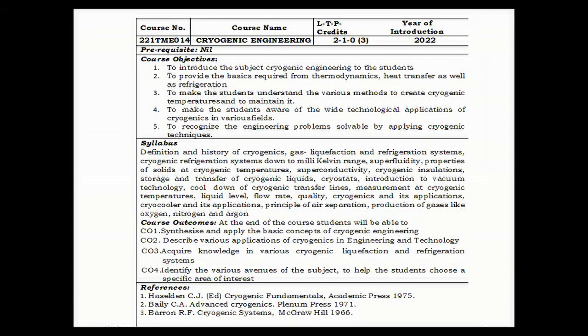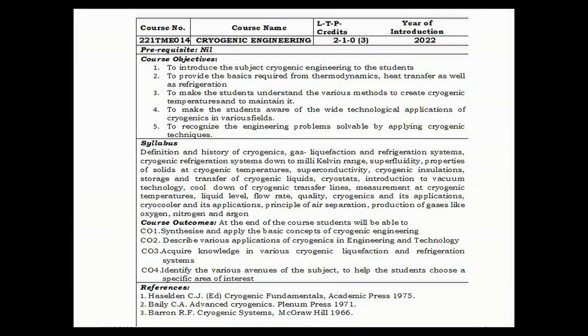Now, let me tell you what are the things we are going to deal with in this particular course. The objective of the course is to introduce the subject of cryogenic engineering to the students, to provide them the basics required from thermodynamics, heat transfer, and as well as refrigeration, to make the students understand the various methods to create cryogenic temperatures and to maintain it.